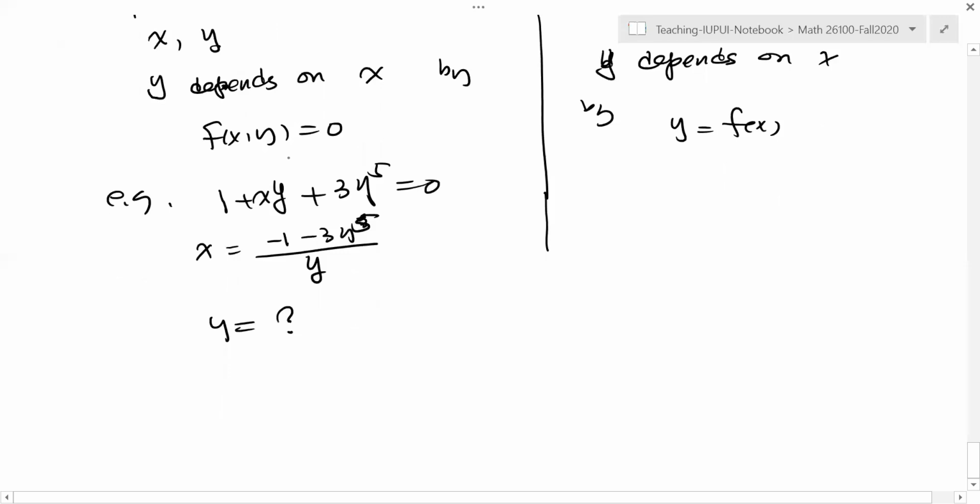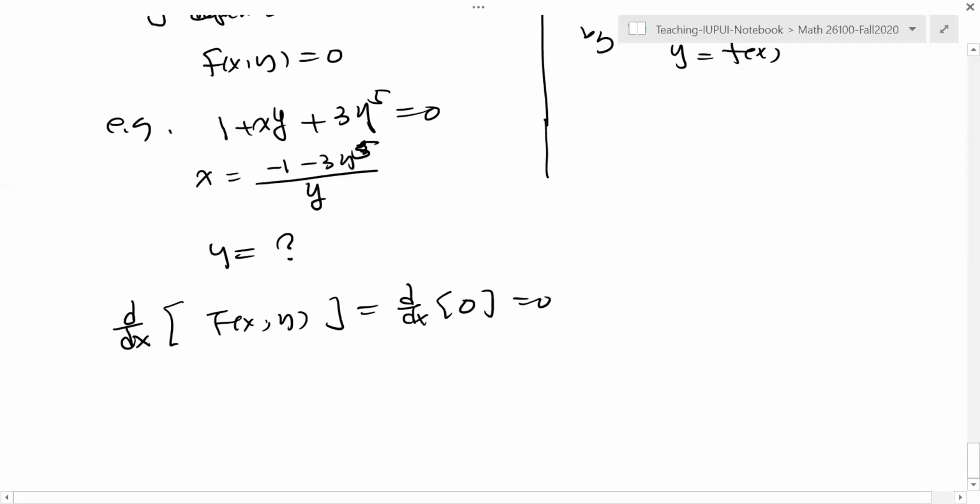So you can differentiate with respect to x. This side is zero, so the derivative is going to be zero. When I differentiate a function with two variables, I just use the chain rule. That's a derivative with respect to x. So this notation can be written in this form, and that's a derivative. The chain rule says that.